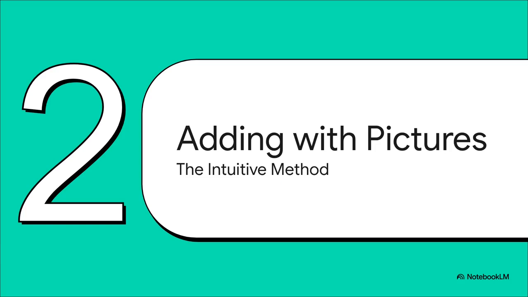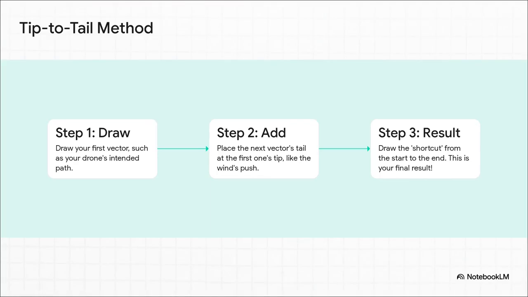All right, so we know what vectors are. Now for the fun part. How do we add them together? Let's start with the most intuitive way, the way our brains kind of naturally want to do it, by just drawing a picture. This method is perfect for getting a quick visual gut check on what's going to happen. This is called the tip-to-tail method, and it's literally as simple as it sounds.